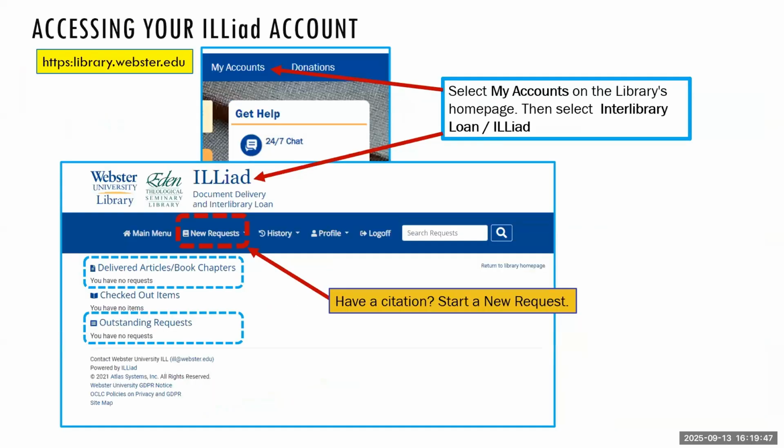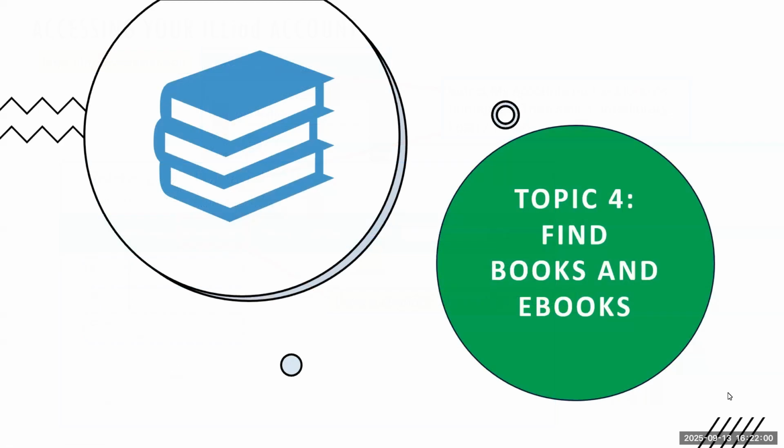If you wish to check on the status of an interlibrary loan request, from the library's homepage, select the My Accounts button and then select Interlibrary Loan/Iliad account. Sign in if prompted to display a list of articles or book chapters delivered in the last month. You may also see any outstanding requests that have not yet been filled. And if you know an article's citation information, you may start a new request here.